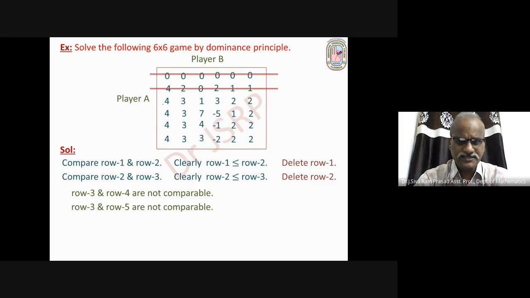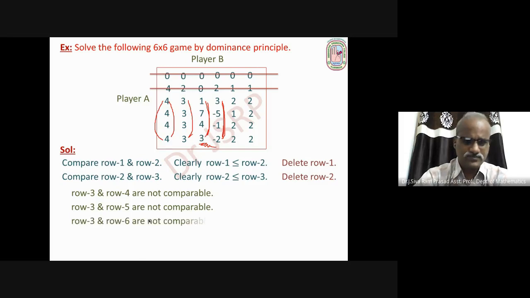Okay. Next combination, row 3 and row 6. So here 4 equal to 4, here 3 equal to 3, here 1 less than 3, here 3 greater than minus 2. So here also we have two different inequalities. Therefore row 3 and row 6 are also not comparable. Okay. So all possible combinations with row 3 are over.